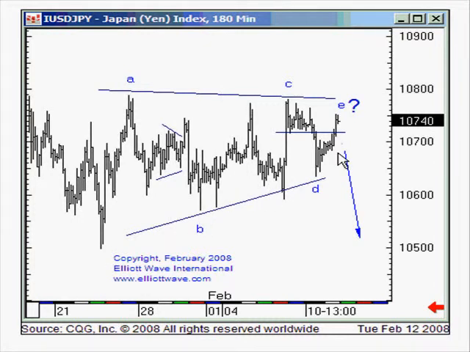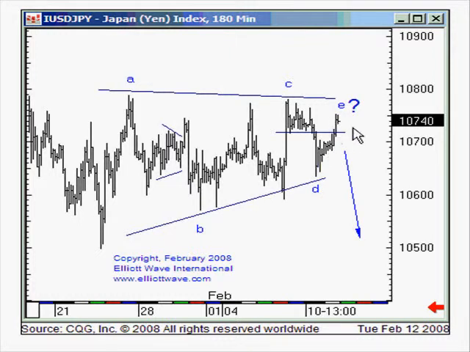So I said, okay, what other pattern could this be? A triangle came to mind. 3 waves up for A. This is a 3 of some sort in B. There's 3 legs in this, up, down, up. So that would be C. And then this was a 3, a sideways down. So that would be D. And a rally in E.